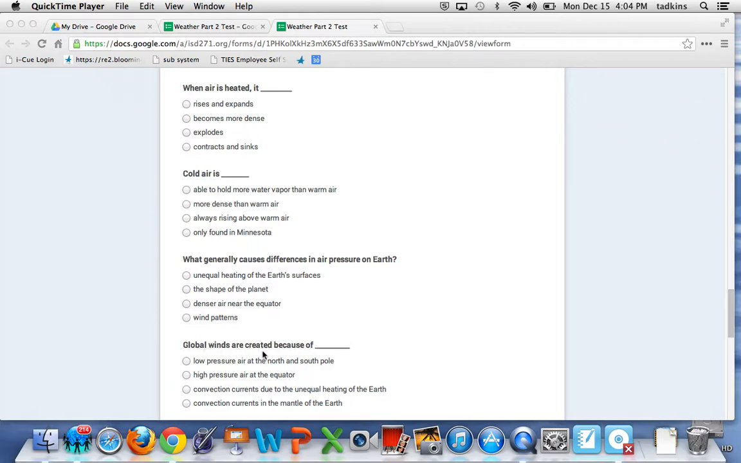Global winds are created because of blank. Global winds are created because of low pressure air at the North and South poles. Global winds are created because of high pressure air at the equator. Global winds are created because of convection currents due to the unequal heating of the Earth. Global winds are created because of convection currents in the mantle of the Earth.